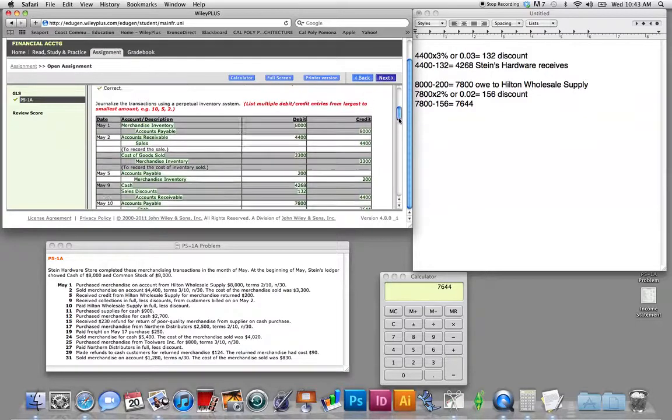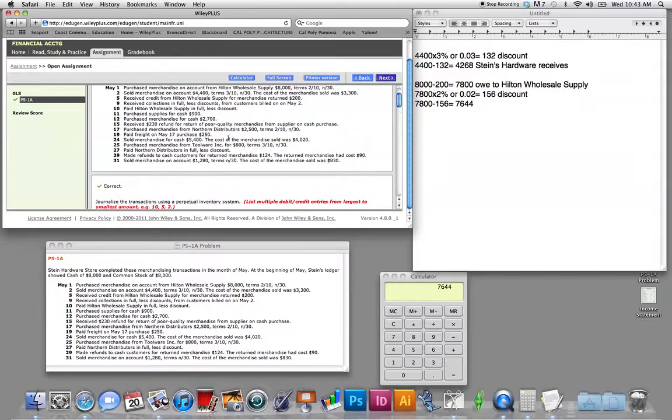Okay, now we'll go to May 12th. We purchased merchandise for cash of $2,700. So this is similar to the one we just did on May 11th. We purchased merchandise for cash, not on account, but for cash. So we're increasing our merchandise inventory by $2,700, and we're decreasing our cash, or crediting that account, by $2,700.